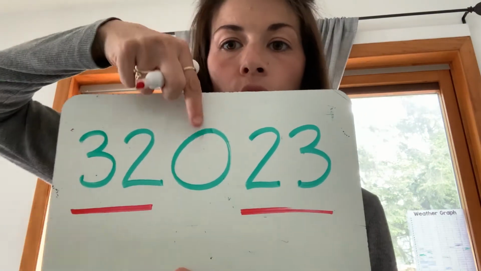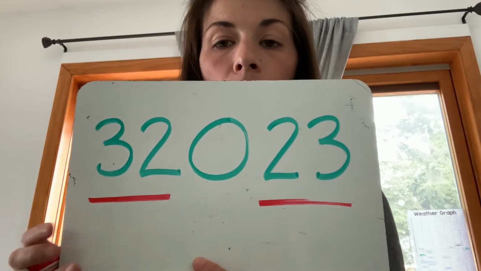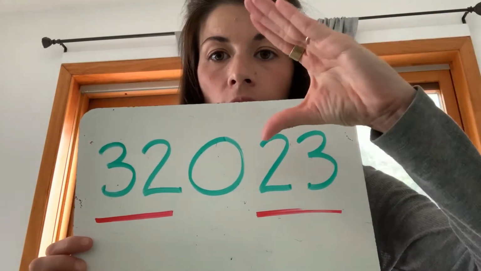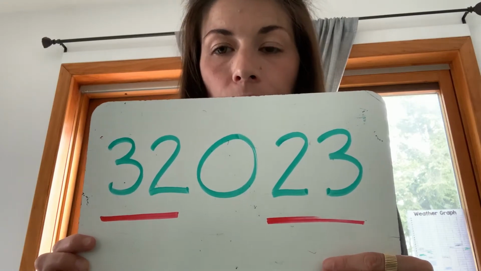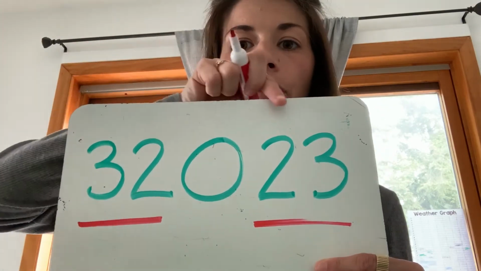Okay. My next question was comparing 2 numbers. So my 2 numbers were 32 and 23. And I wanted you to put a symbol in my circle, a greater than, less than, or equal to symbol. And remember I said that even though we don't draw the teeth, our alligator's mouth is always open towards the larger number. And a way that we can tell which number is larger is we always look at our tens place first.